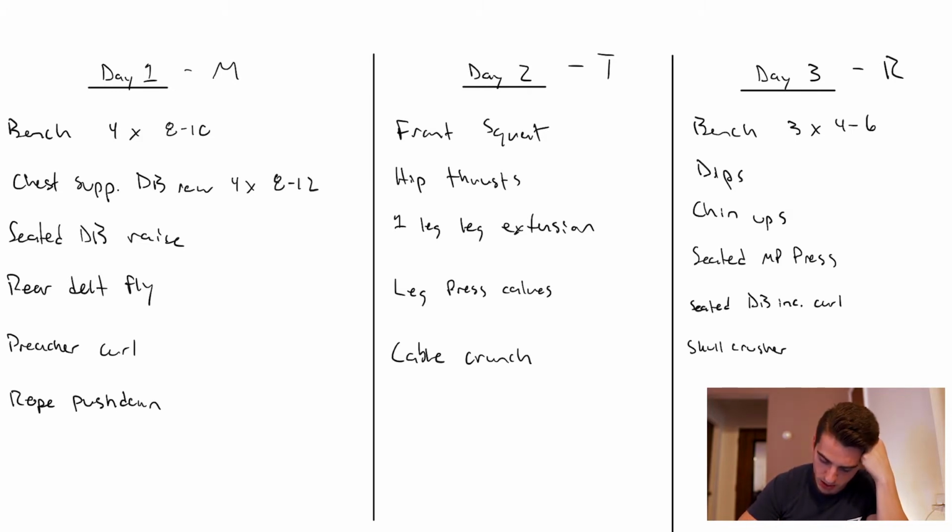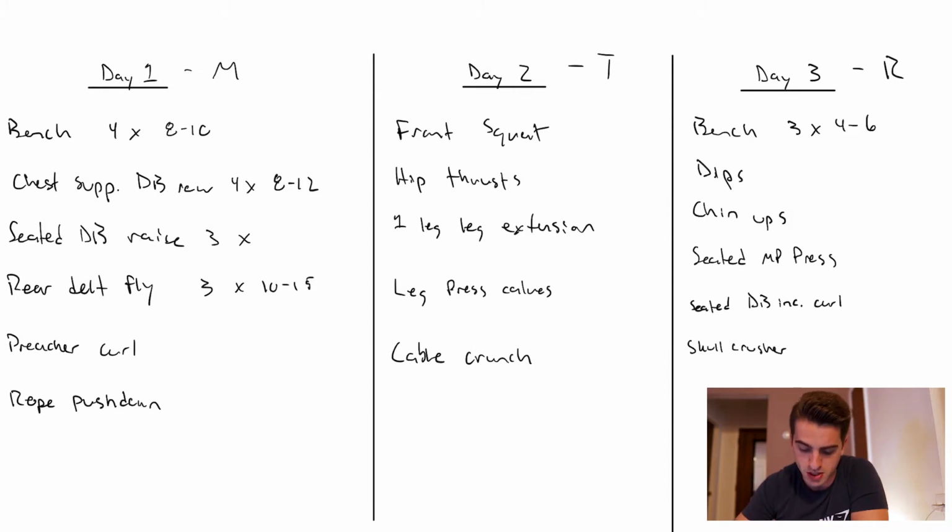Seated dumbbell raise, we'll go 3 and 3 here. So I'm going 3 on each because I'm doing both lateral raise and a rear delt fly, so I don't want to be doing too much shoulder volume on that day. So we can say maybe 10 to 15 on the rear delt fly, and then for seated dumbbell raise we can do 3 by, we'll say like 8 to 12 again. I think that's a good range.